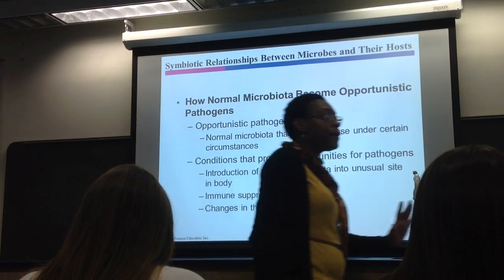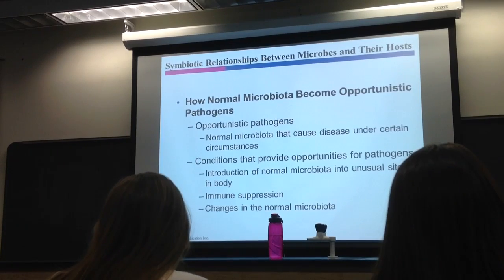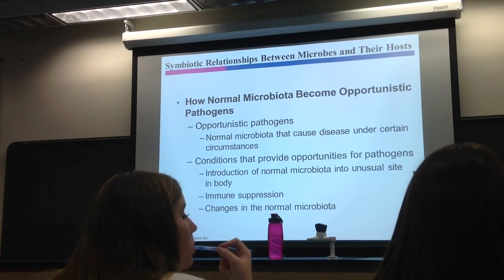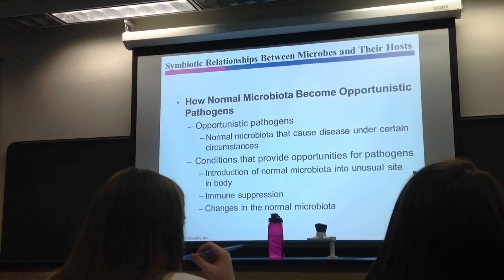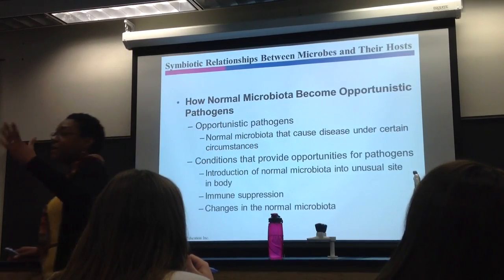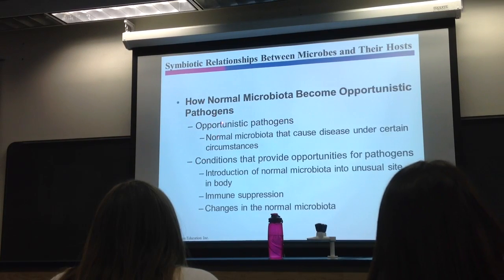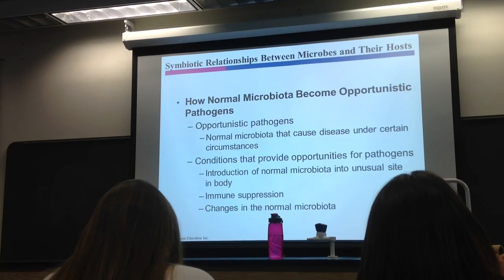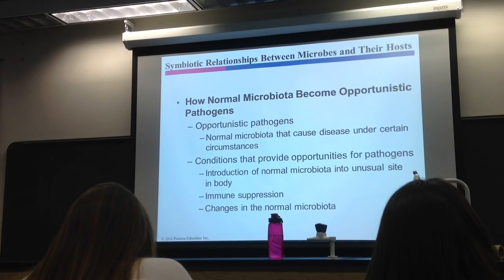Now, sometimes the normal flora can go rogue. In other words, I said that if the normal flora is found where it is supposed to be, it won't cause havoc for you. However, if part of the normal flora goes somewhere else in the body, it can cause infection. We call this opportunistic infections, or basically opportunistic pathogens. So basically, opportunistic means what? They had an opportunity to make you sick. So these are basically normal microbiota that can cause disease under certain circumstances.